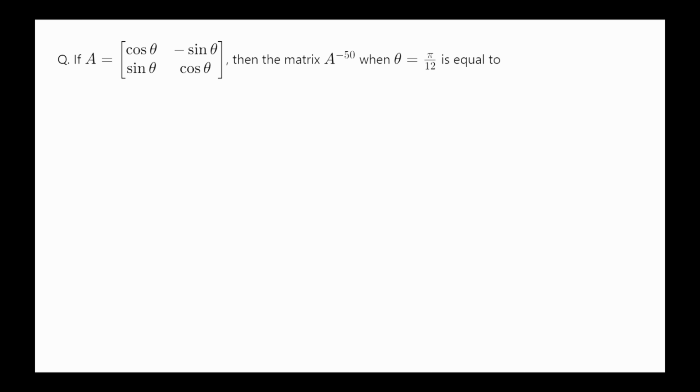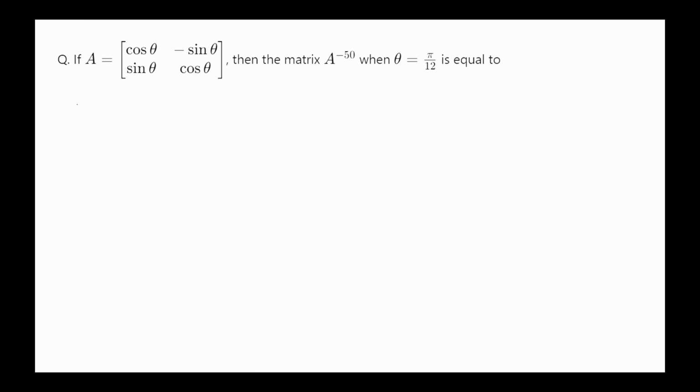So from this question, A has been given to us. First we'll try to find A square and see what values we get. Then based on that, we'll either try to find A cube or A to the power 4, and see if a certain pattern is followed in all these powers. If we find a pattern, then we would be able to write A to the power n as well, and based on that we'll simply substitute n as minus 50 and find our answer.